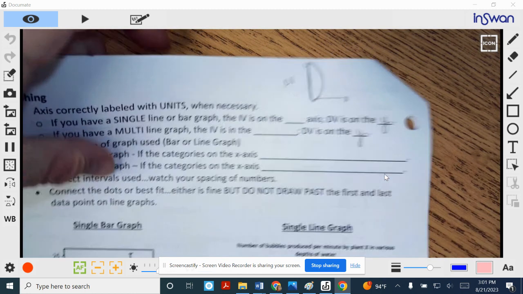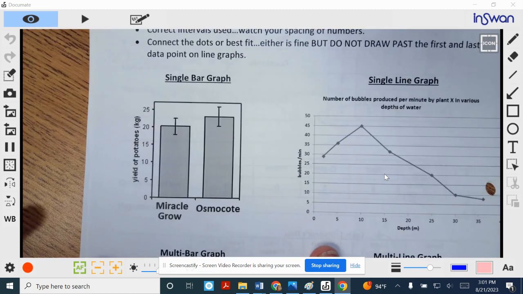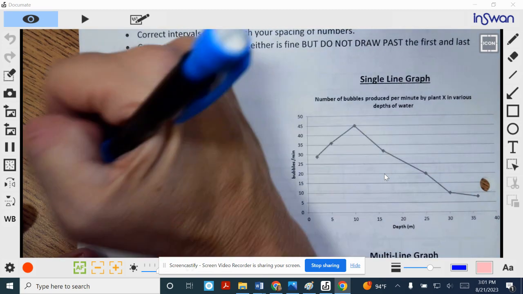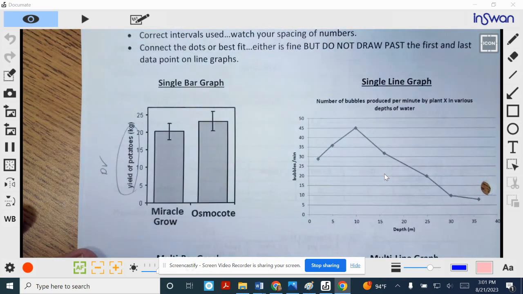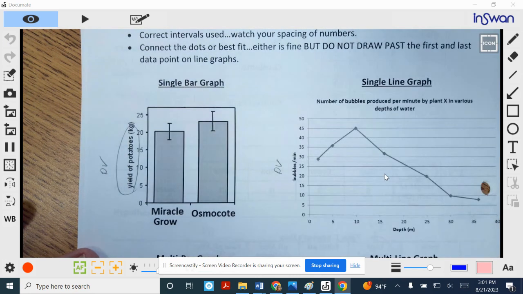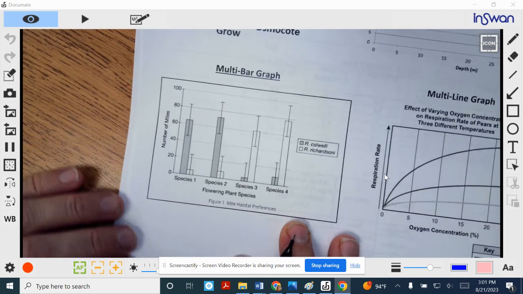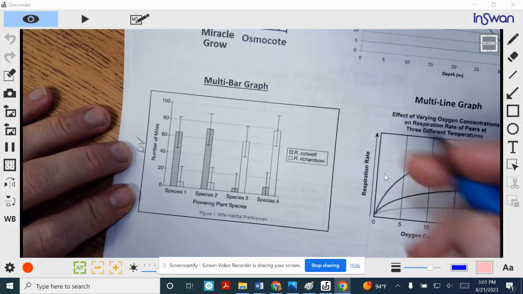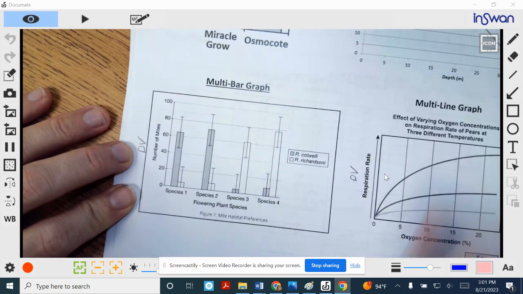So real quick, I'm just going to look at these experiments right here. If I said for this one, what's the DV? You would say yield of potatoes. It's as simple as that. Okay, bubbles per minute is the DV. Down here, number of mites is the DV. Okay, and then respiration rate is the DV.